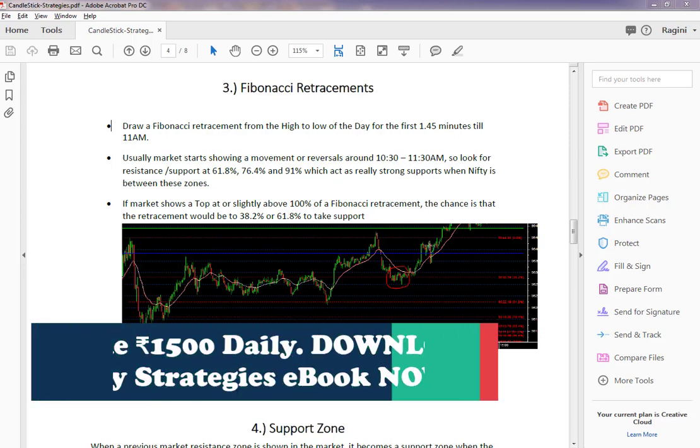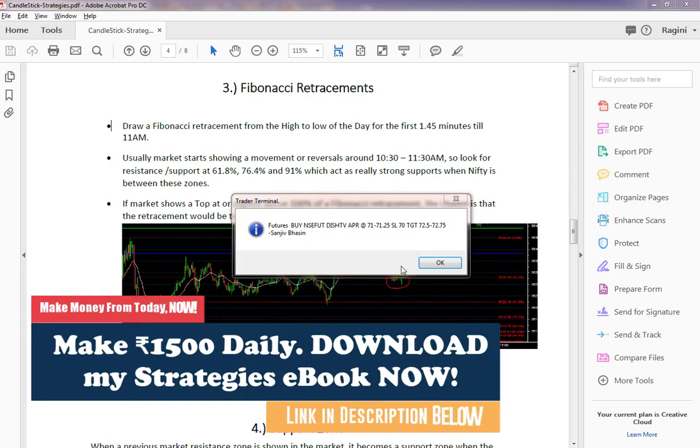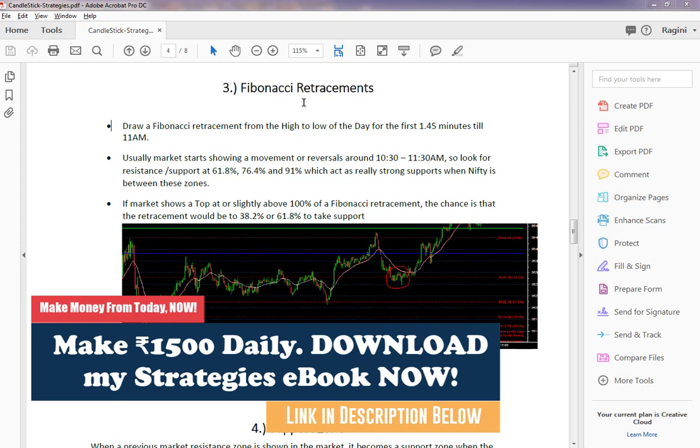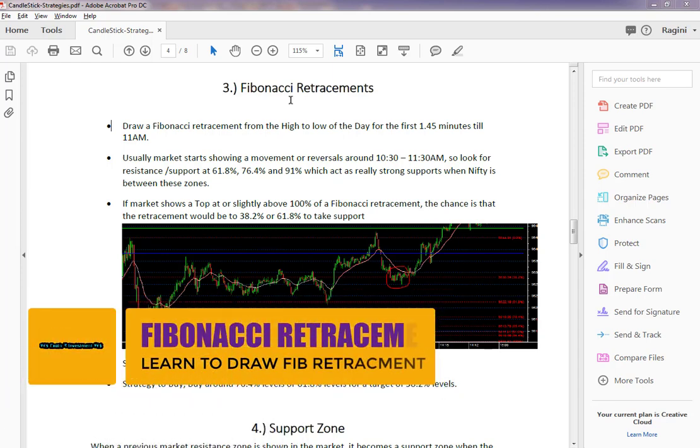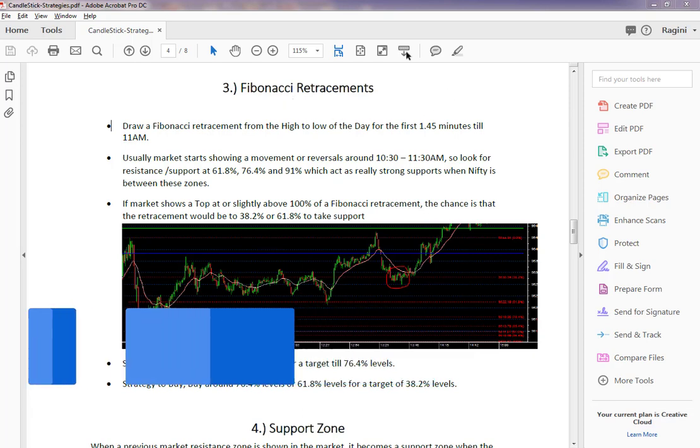Hello Nifty options traders, I am here to give you one more tutorial, and today I will be talking about Fibonacci retracements: how to draw it, what is Fibonacci retracement, everything you need to know about Fibonacci retracements is what I'll be talking about today.